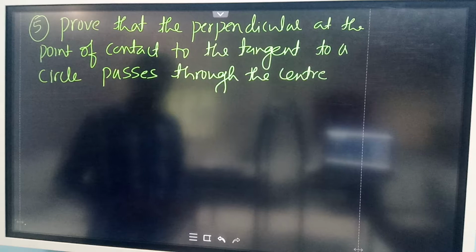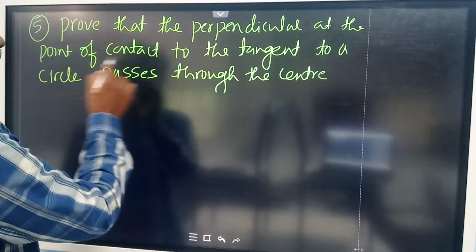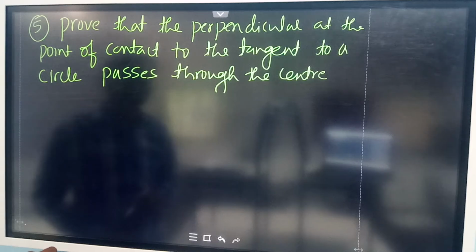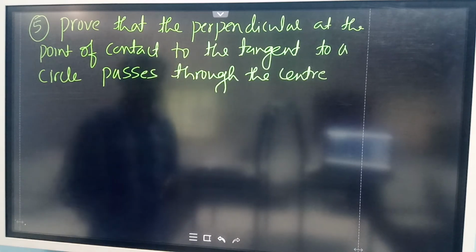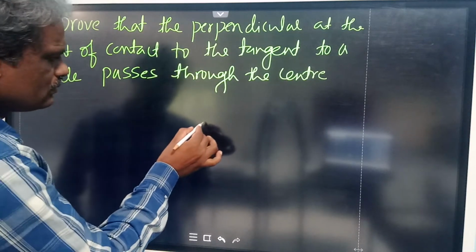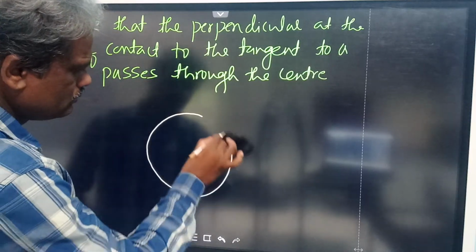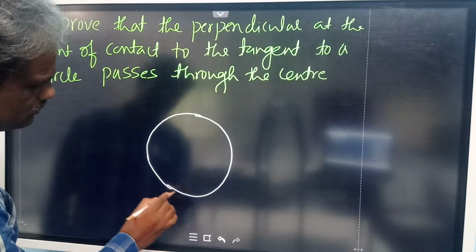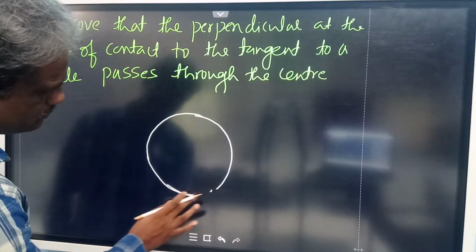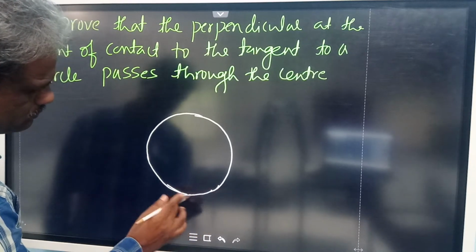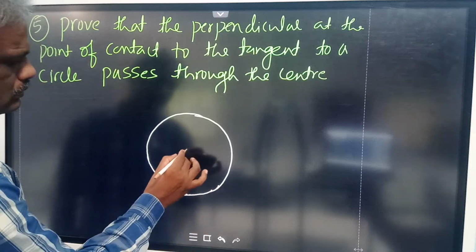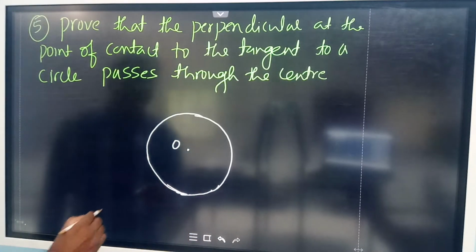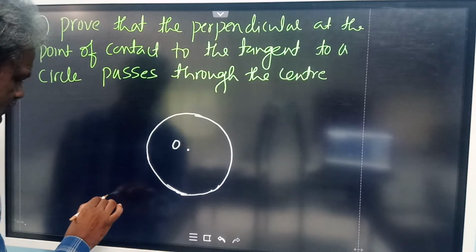Fifth question. Prove that the perpendicular at the point of contact to the tangent to a circle passes through the center. So you can draw a circle here. So let us take this as a circle with the center O. This is a circle with center O. And let us draw one tangent here.